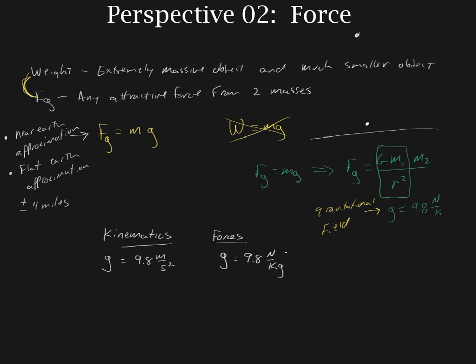So if we do a unit analysis of the newtons per kilogram, we get a newton is going to be equal to a kilogram meter per second squared, and that's going to be divided by just kilograms. And so kilograms cancels out, leaving us only with the units of meters per second squared. So does that mean that 9.8 newtons per kilogram is the same thing as 9.8 meters per second squared?